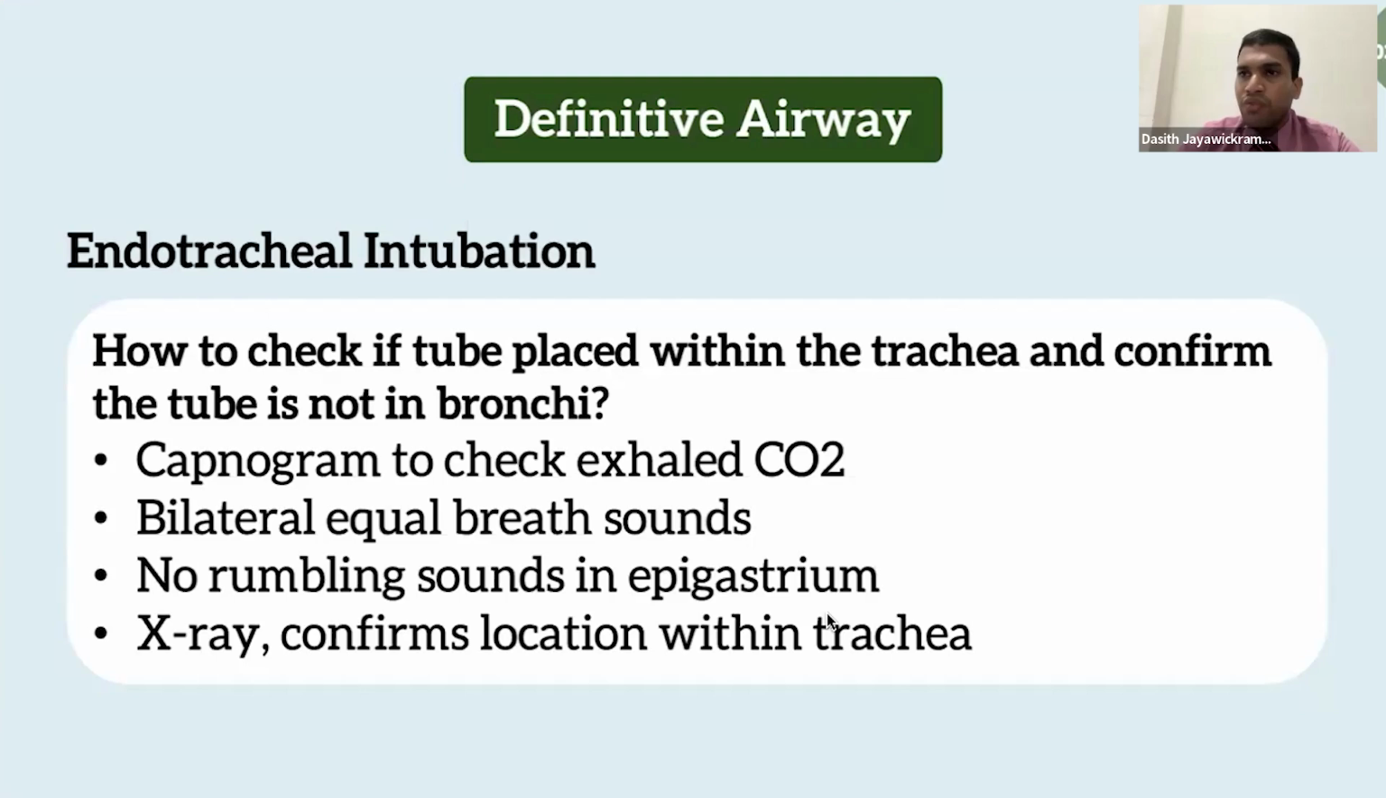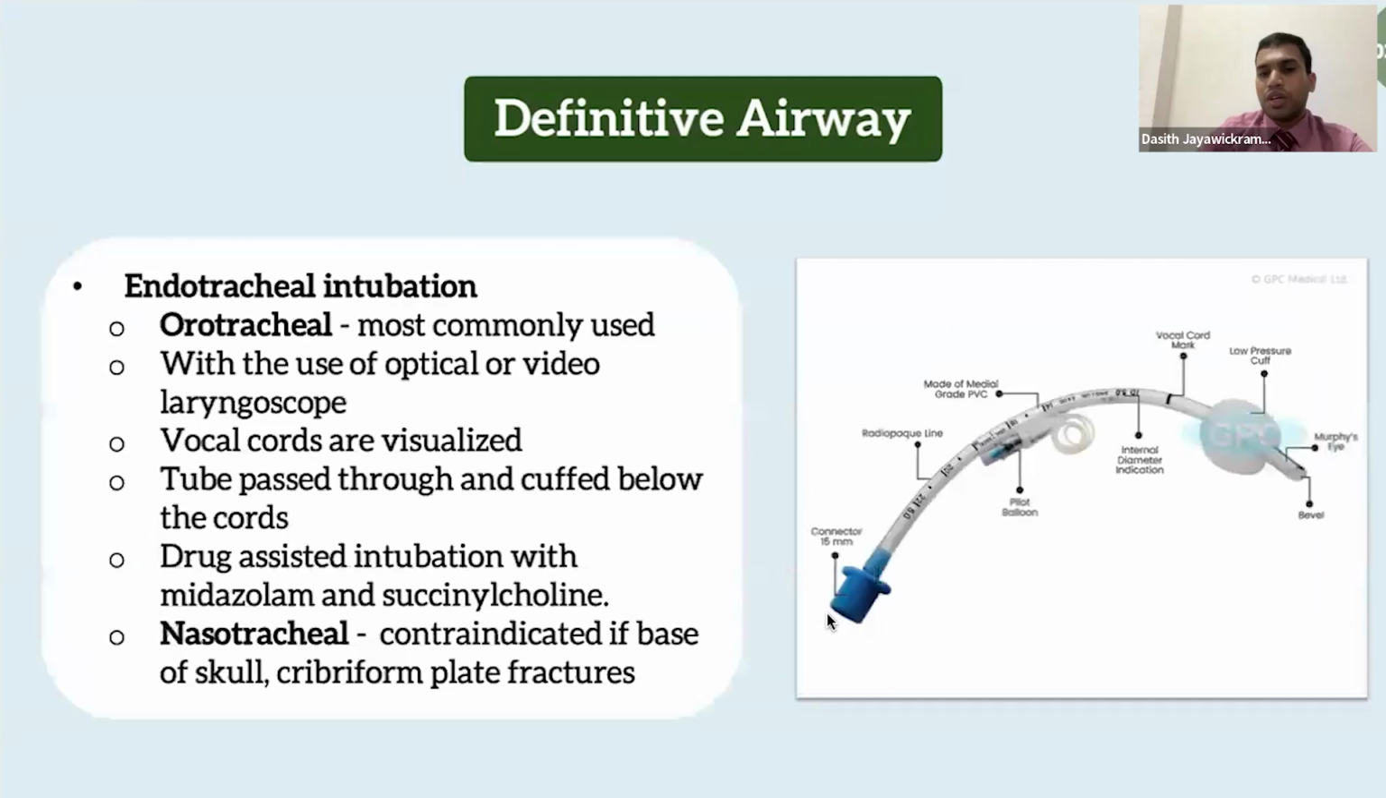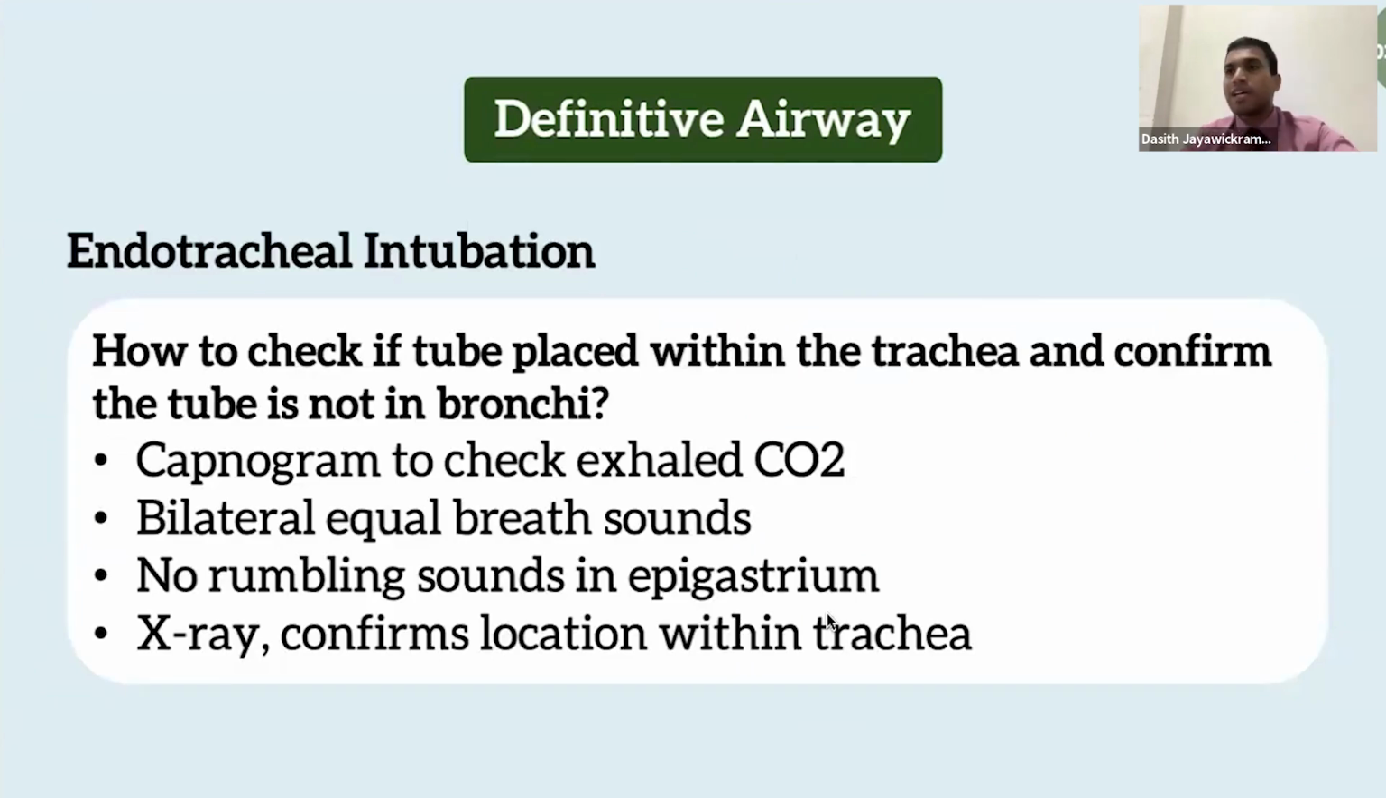And then once everything is settled, we can do an X-ray to confirm the location of the tube, because the endotracheal tube has a radio-opaque line, and this radio-opaque line can be seen in the X-ray. So we can get definitive confirmation that this is in the trachea. That's how you check whether the endotracheal tube has been correctly placed. These things can be asked from you in the MCQ.